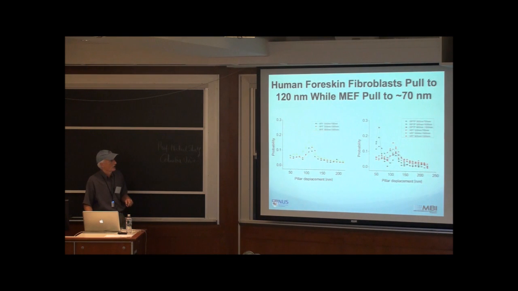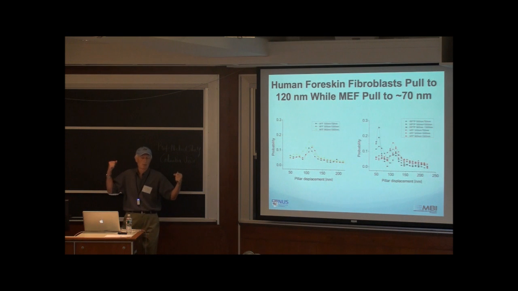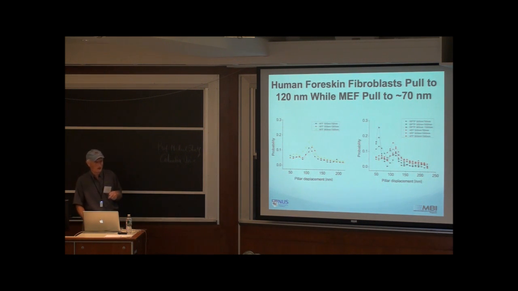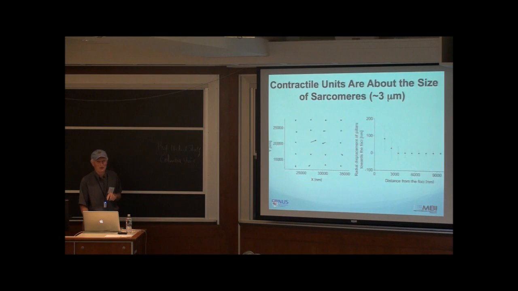We also looked there at 2 different cell types, human foreskin fibroblasts versus the mouse fibroblasts. And the human foreskin fibroblasts pulled to 120 nanometers, whereas the mouse fibroblasts pulled to 60 to 70. This was done with Israeli human foreskin fibroblasts, so the Israelis were obviously pumped up about this whole thing, suggesting that their fibroblasts were stronger, at least the foreskin fibroblasts were stronger.